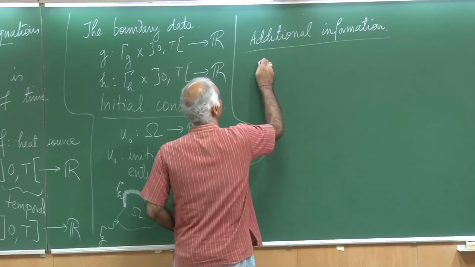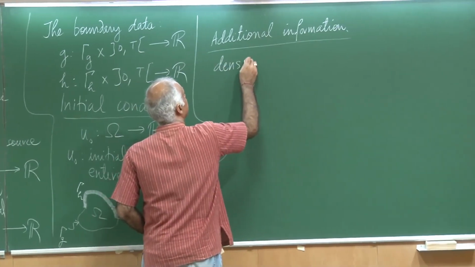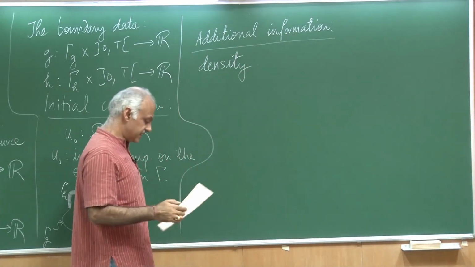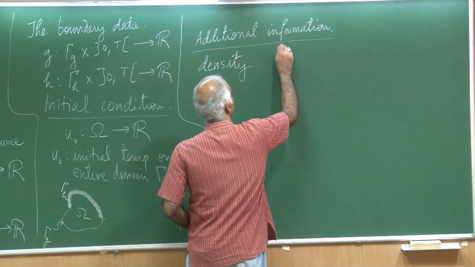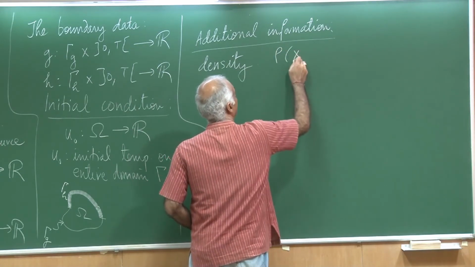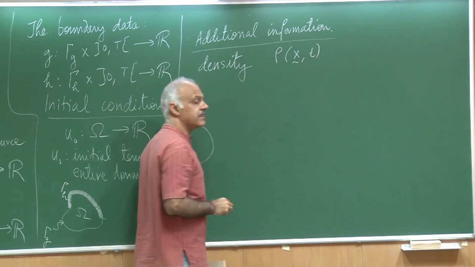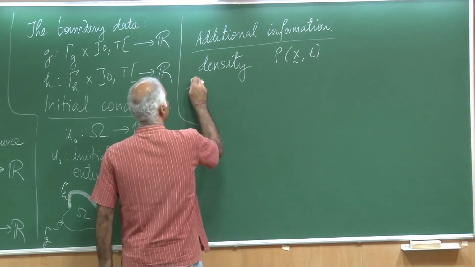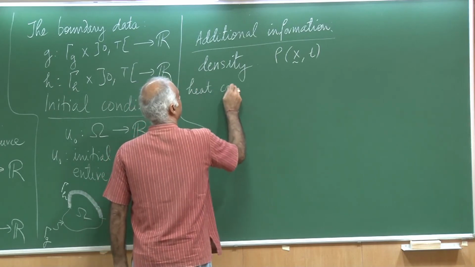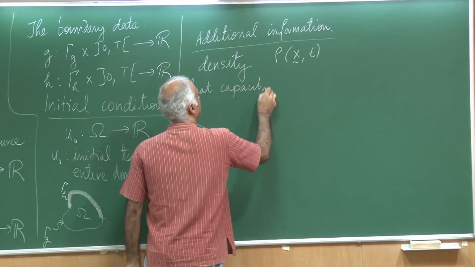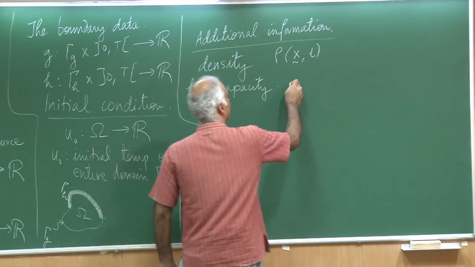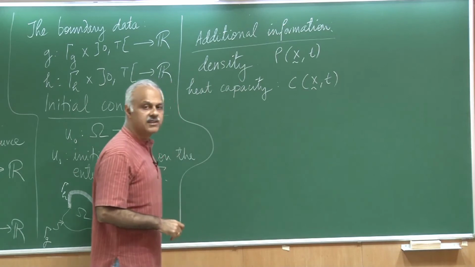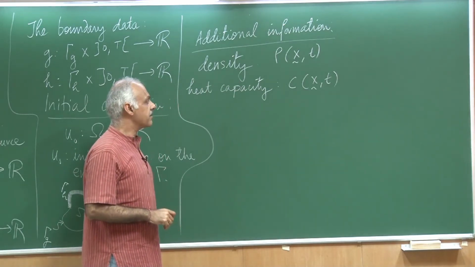So, we will introduce the concept of density, which we did not use for the steady state problem. This is going to be defined as rho, and it of course is a function of x and t, just like the temperature field. Similarly, we are going to define the heat capacity, which we are going to denote by C, and this also in general is a function of space and time.